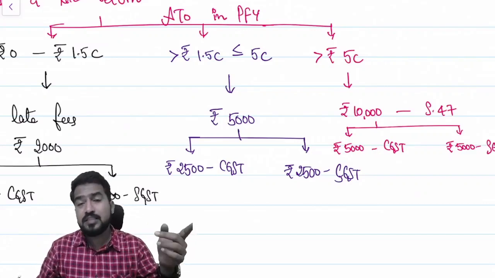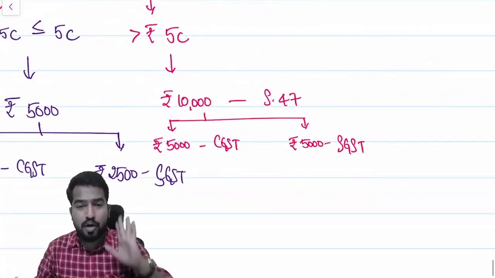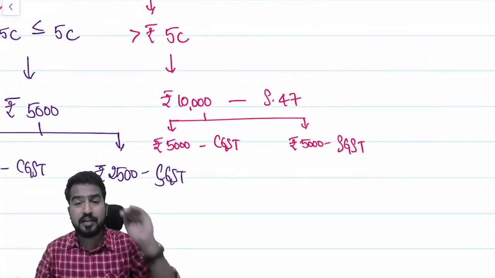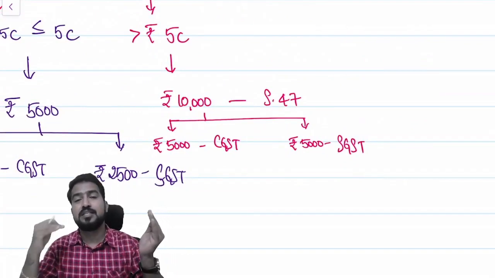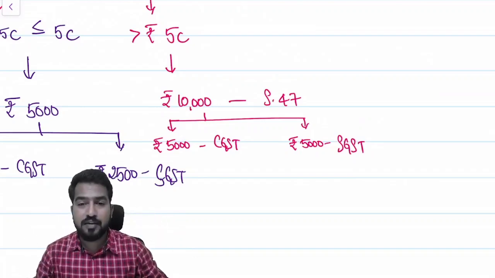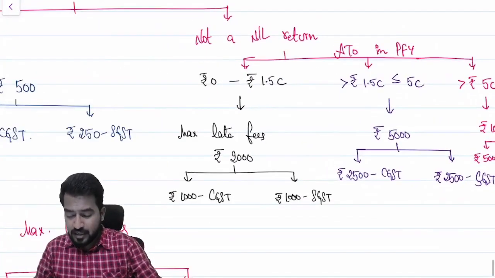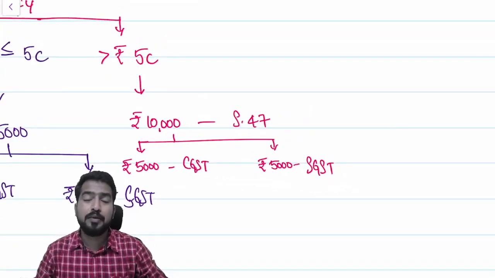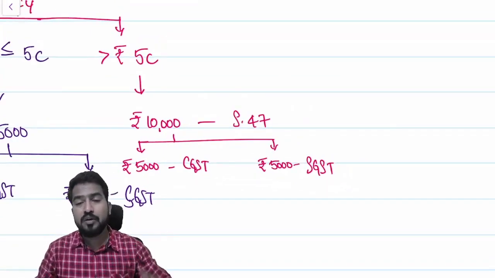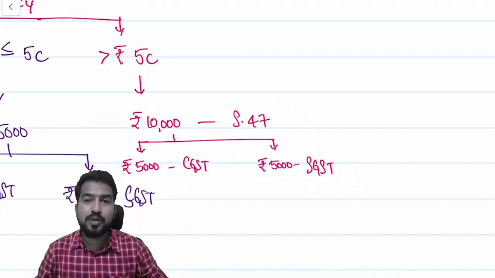If there is delay in GSTR 1 or 3B filing and your aggregate turnover is exceeding 5 crores, then the normal maximum late fees cap given in section 47 is applicable. That is 10,000 rupees, 5,000 rupees under CGST and 5,000 rupees under SGST. So that is the maximum cap where the relaxation has been given. Earlier, 10,000 was the maximum late fees payable by anybody, irrespective of their turnover, 5,000 under CGST, 5,000 under SGST. But now, based upon their aggregate turnover in the preceding financial year, the maximum late fees has been relaxed.